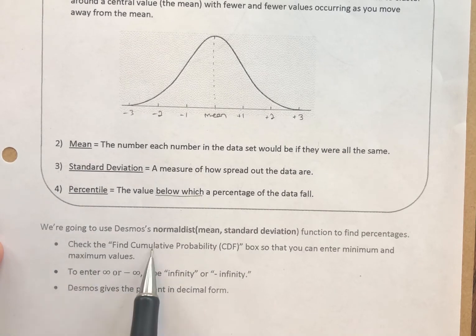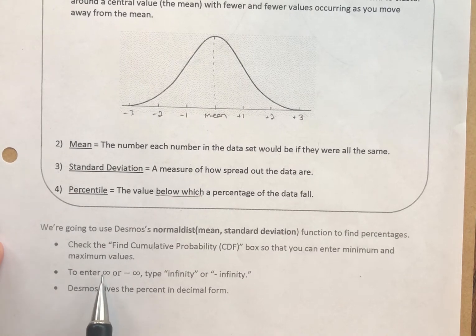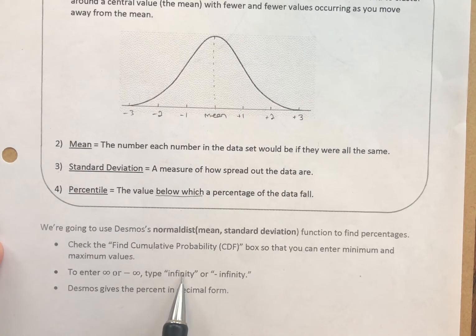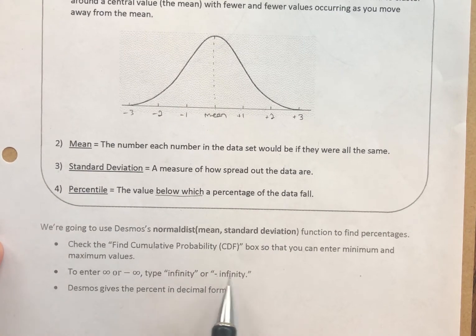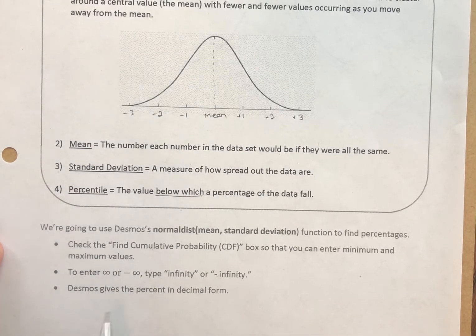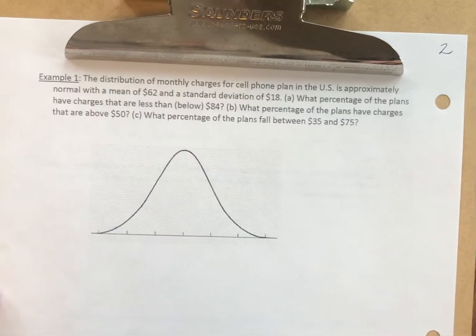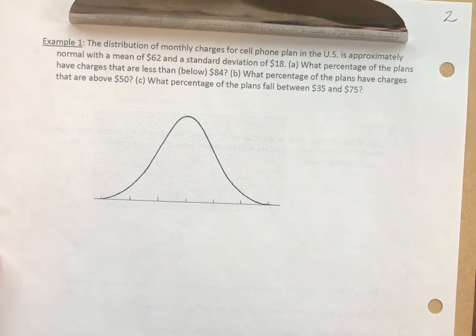We're going to check the find cumulative probability box so we can enter in minimum and maximum values. If you want to use infinity or negative infinity, you type in the word infinity, or you type in the negative sign and infinity. You'll get the infinity symbols. And Desmos gives you the percent in decimal form. We want to remember that. Okay, so let's take a look at a problem. I think one example will do it for us to see how this works.